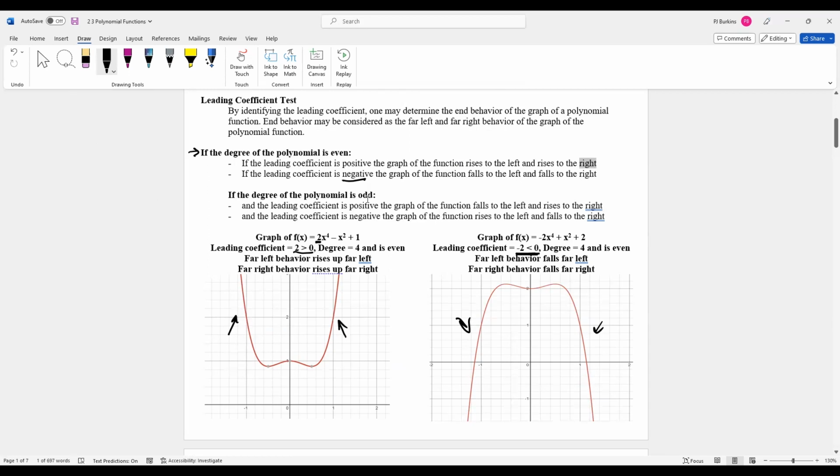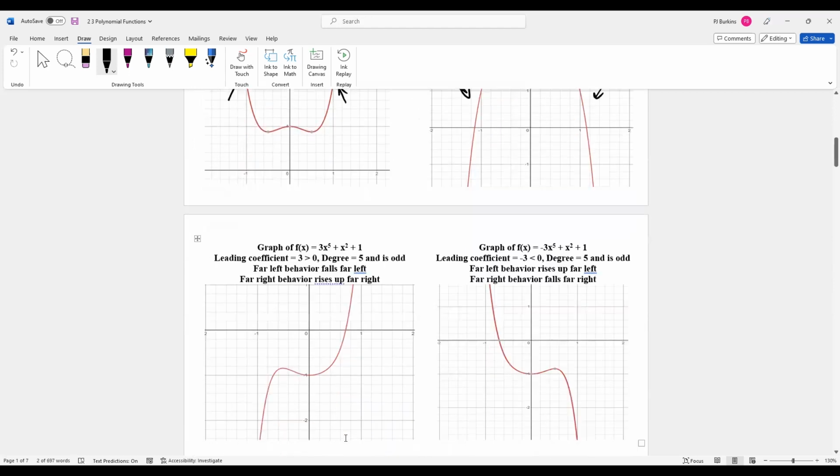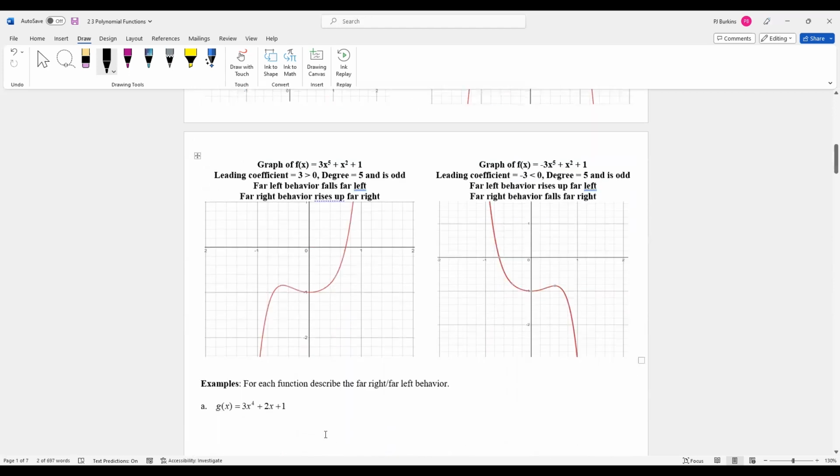What if the degree of the polynomial is odd? Okay, well, we have two situations. The first is a positive leading coefficient. This tells us that the function falls to the left and rises to the right. An example of this can be found right here. We have x to the 5th, that is an odd degree. The leading coefficient is 3, which is positive. That's greater than 0. And so you see to the left it falls, and to the right it rises.